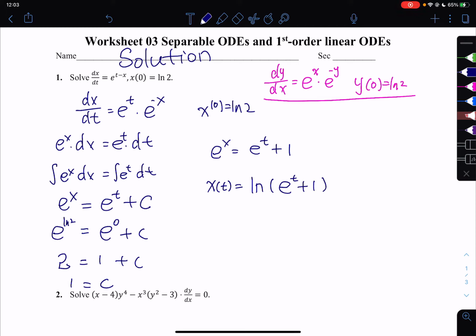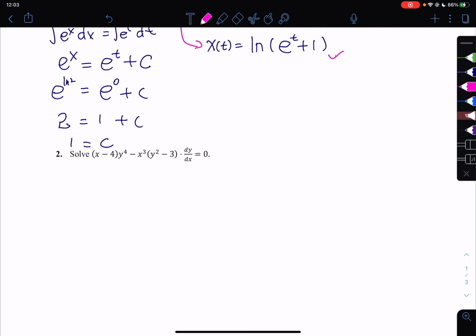So check what's my requirement. If I have said find x(t), then you need to leave your solution in the appropriate structure. Otherwise, both will be treated as correct.